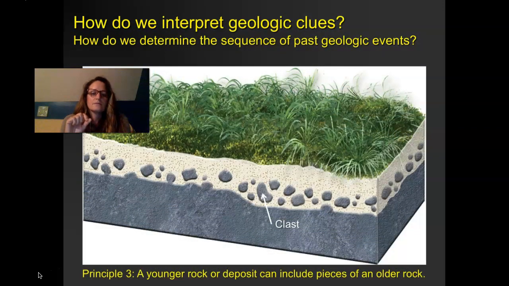Another principle, and this one can sometimes be confusing, is that if there is a rock unit with pieces or clasts of an older unit, we know that that younger unit has ripped up pieces of that older unit. So a younger rock can have pieces of a pre-existing rock in it.